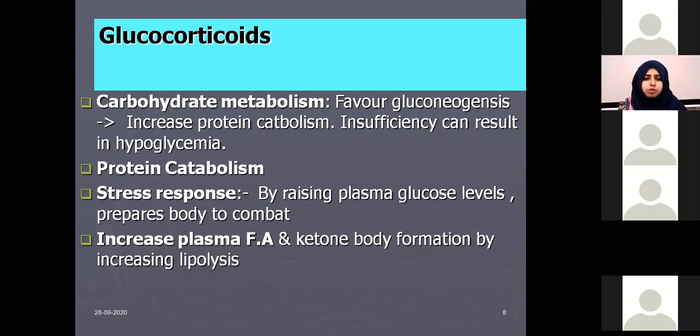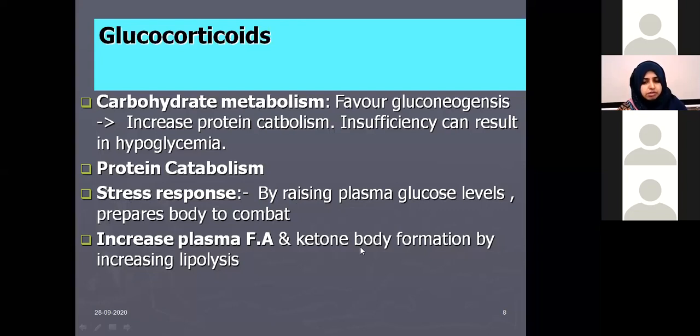Okay, so first of all, it will affect the carbohydrate metabolism by favoring gluconeogenesis. It has a potential to cause protein catabolism. It is an anti-anabolic hormone, and it can also cause hyperglycemia. So it has a role in stress as well. Basically, it raises plasma glucose level and prepares the body to combat. And it also increases plasma fatty acid and ketone body formation by increasing lipolysis.